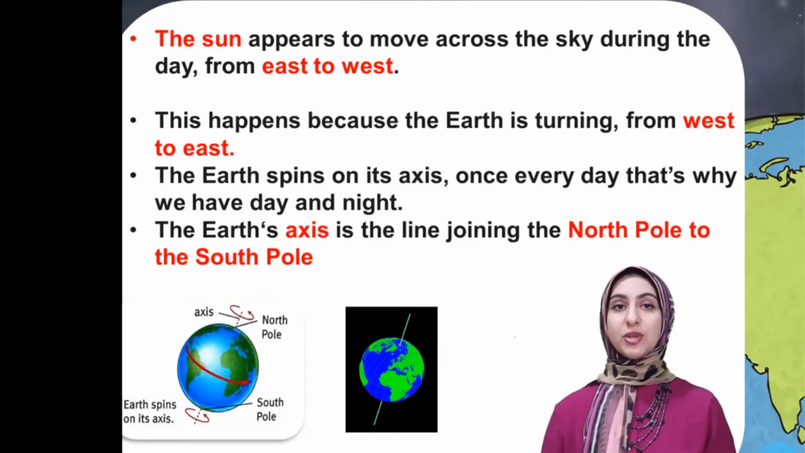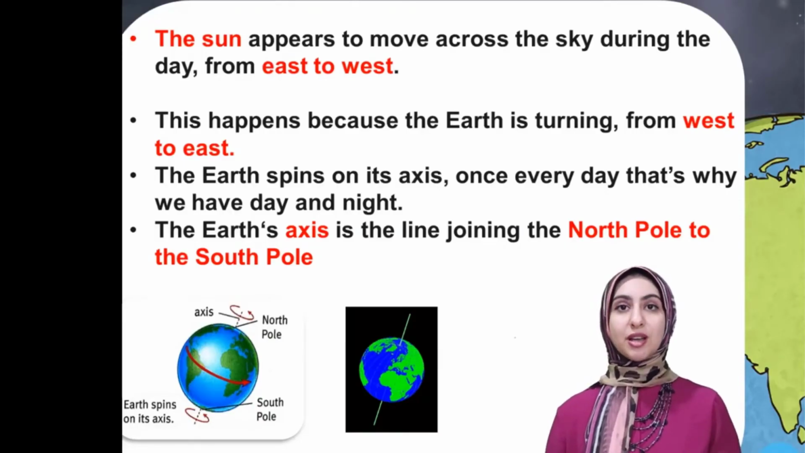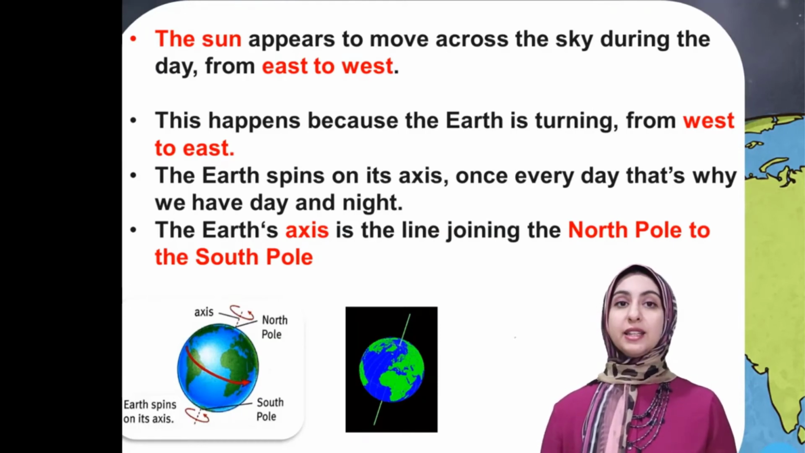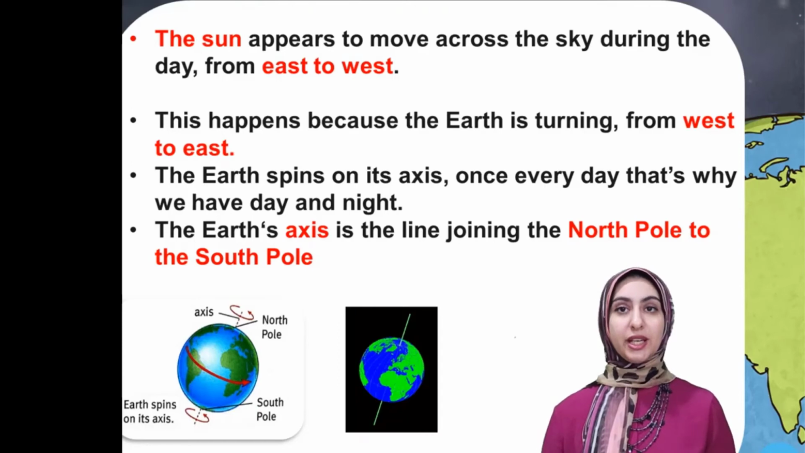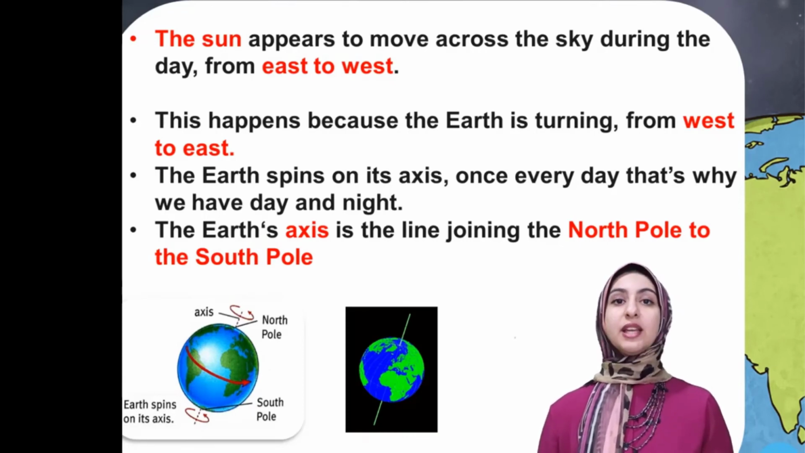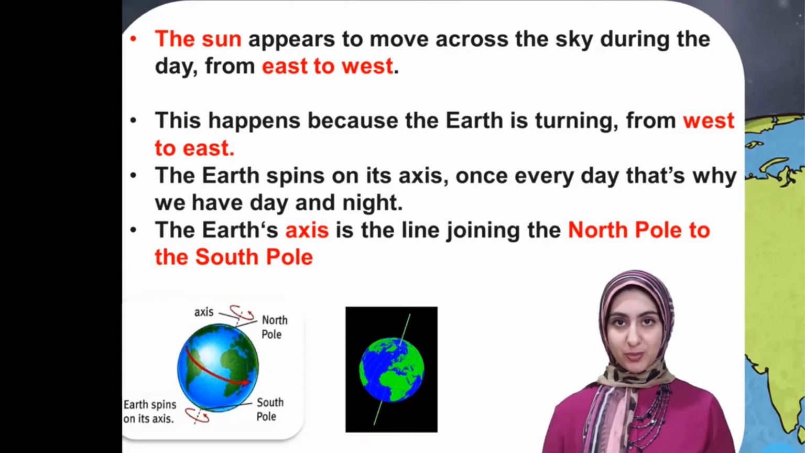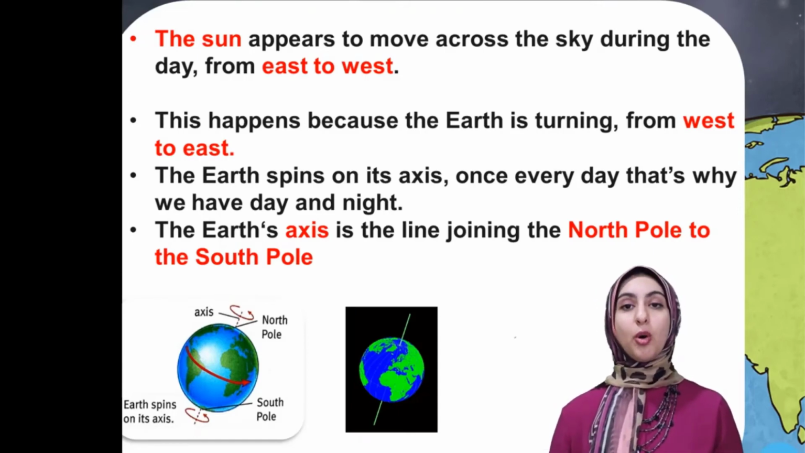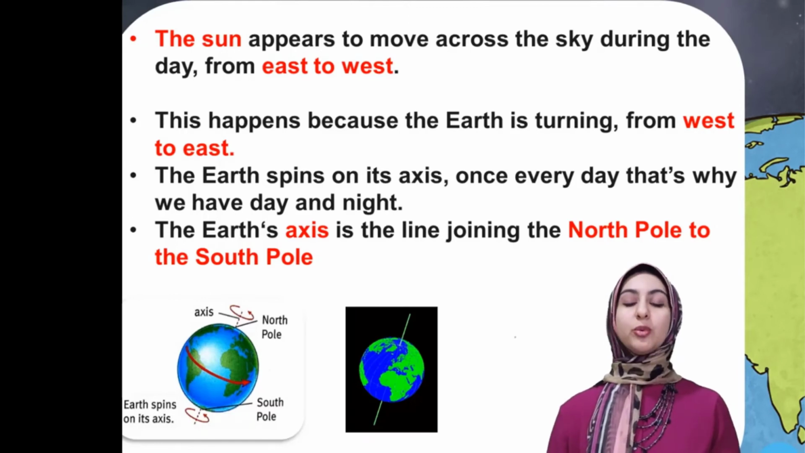We talked about the sun and we said it appears to move across the sky during the day from east to west. And this happens because the earth is turning from west to east. And we talked about the earth. We said the earth spins on its axis once every day. That's why we have day and night. And we said that the earth's axis is the line joining the North Pole to the South Pole, like what you can see in the picture here.